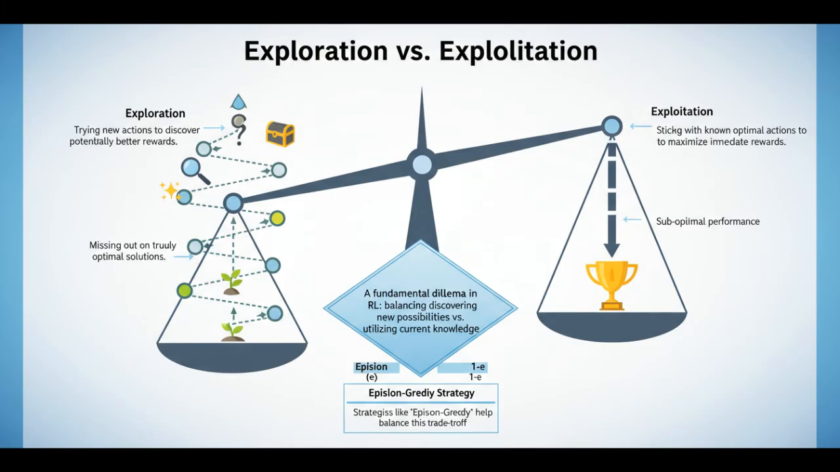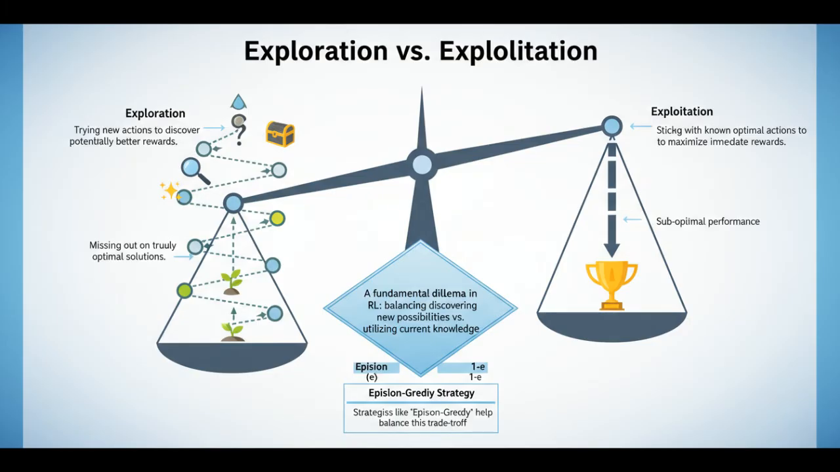One of the most profound challenges in reinforcement learning is striking the right balance between exploration and exploitation. Imagine an agent trying to find the best restaurant in a new city. Exploration means trying out new, unknown restaurants, even if they might not be good, in the hope of discovering a hidden gem that offers superior rewards. This is essential for discovering potentially better strategies or higher rewards that haven't been experienced yet. On the other hand, exploitation means sticking with the known best restaurant that has consistently provided good food in the past, maximizing immediate gratification based on current knowledge.